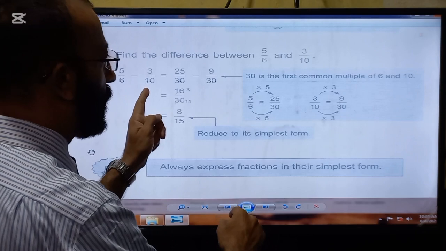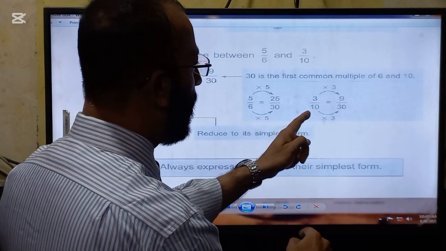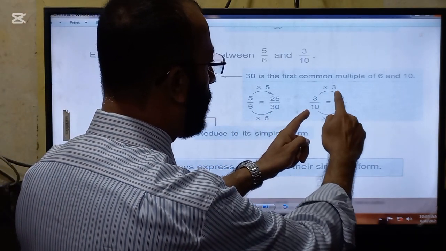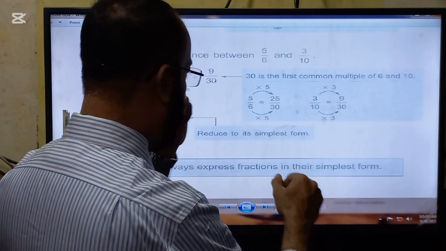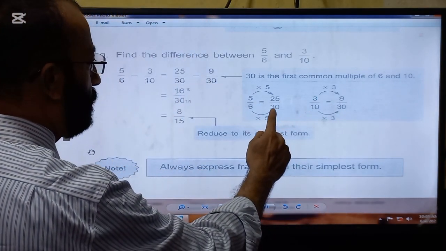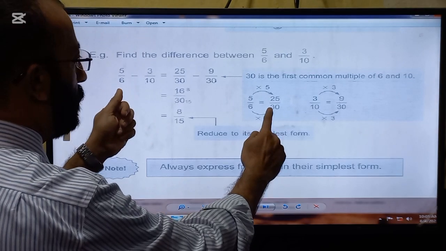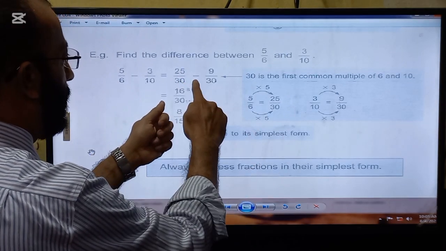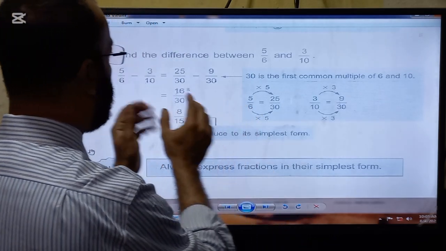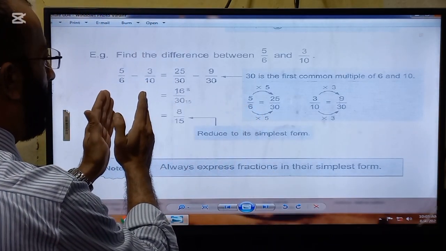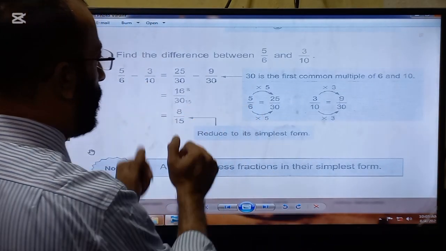And the second fraction 3 by 10 is multiplied by the same number 3. So 3 3s are 9 and 10 3s are 30. So this fraction is equal to this fraction now. So 5 by 6 is equal to 25 by 30. The minus sign is the same, and 3 by 10 is equal to 9 by 30. So we have written these unlike fractions as like fractions first.